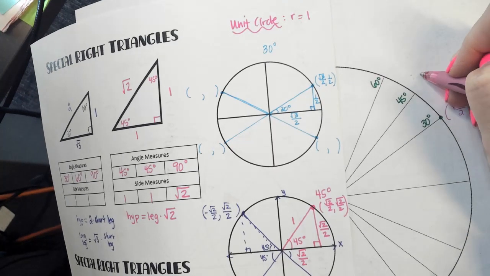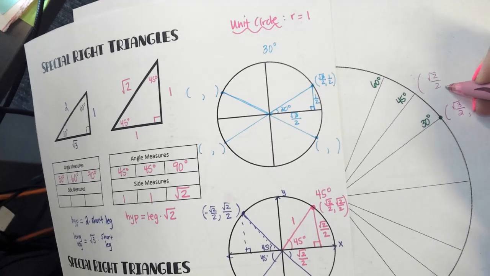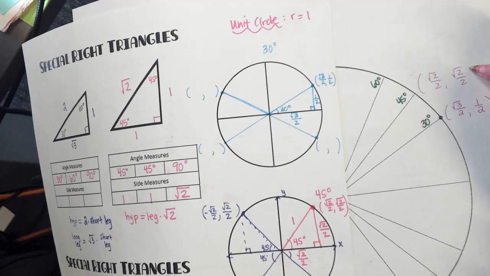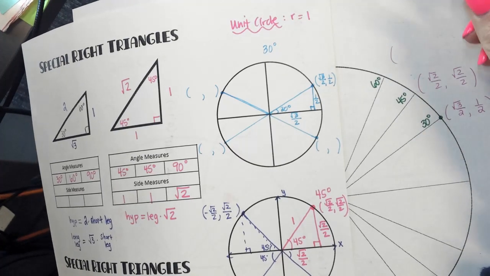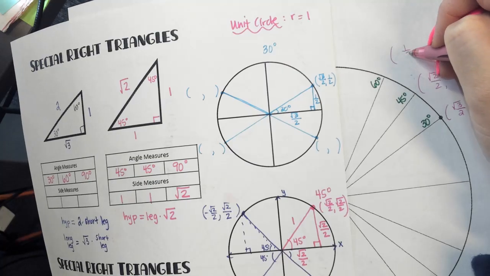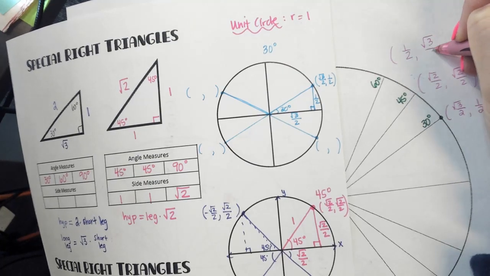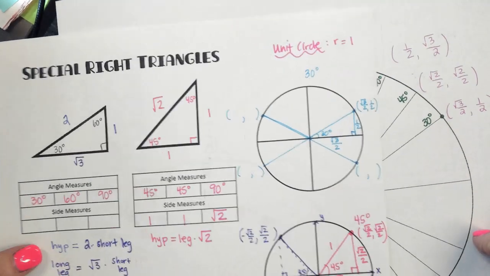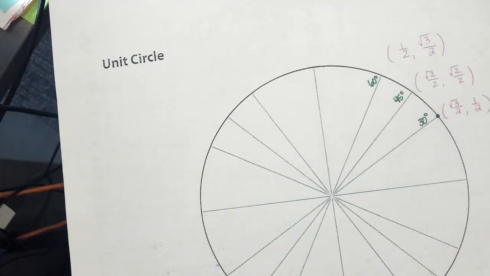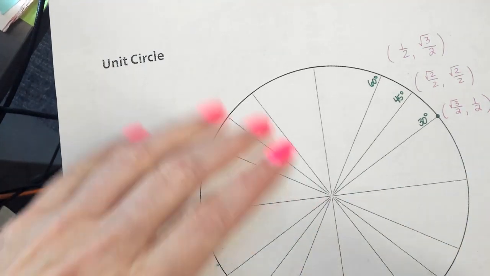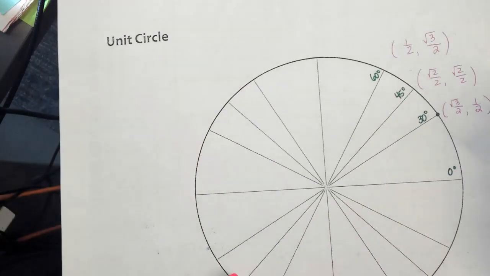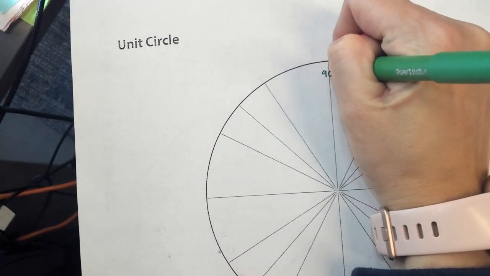Based on our second one, this would be root 2 over 2, root 2 over 2, and the 60 is going to be 1/2, root 3 over 2. We're also going to add in the 0 degrees and the 90 degrees.